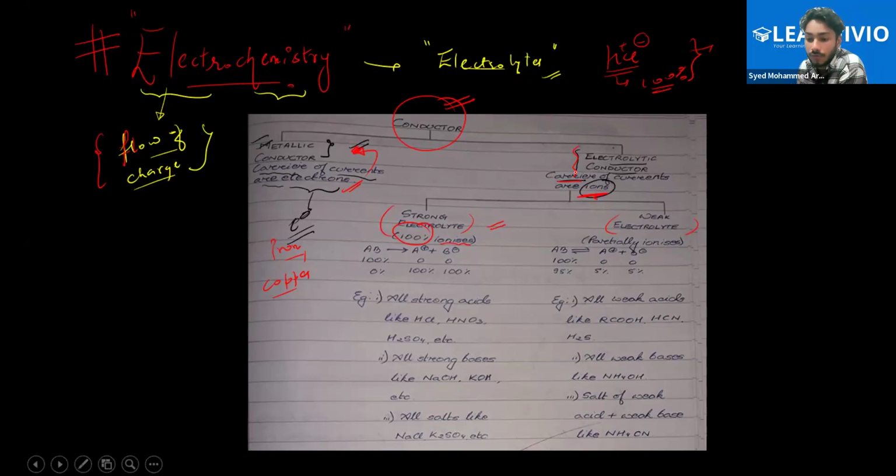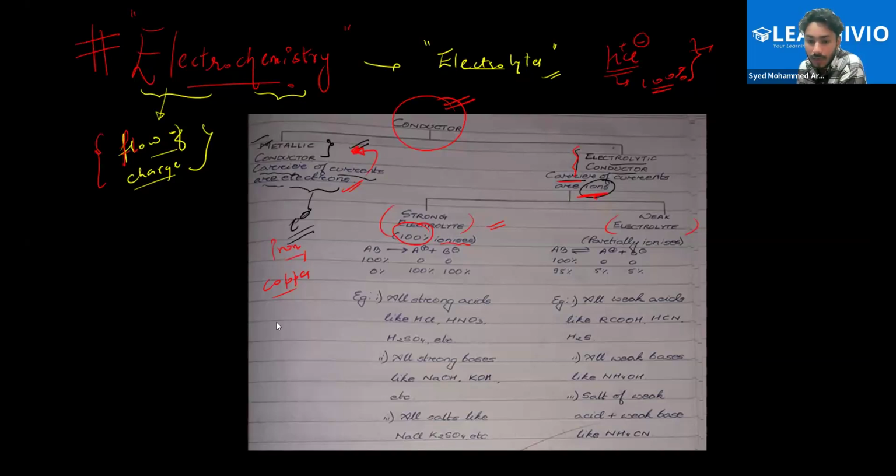So if the number of solute particles is increasing, that means my colligative property will change, which I have explained to you in the first chapter. But in this chapter, again the same thing: that would be my strong electrolyte, in which 100% ionization is happening.